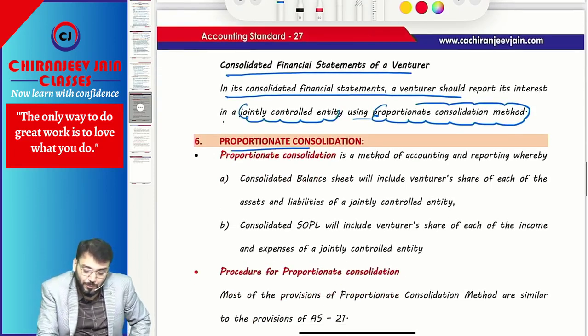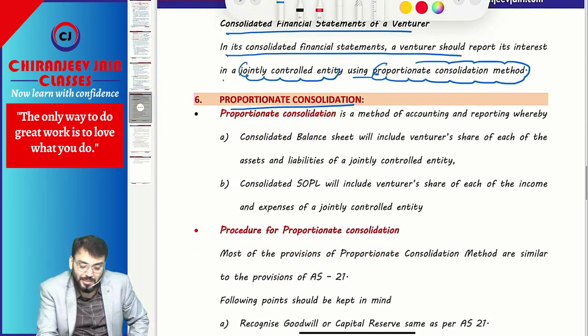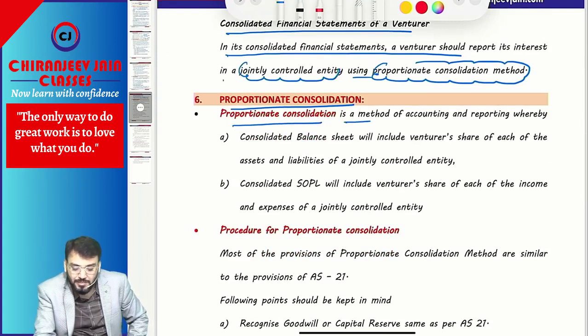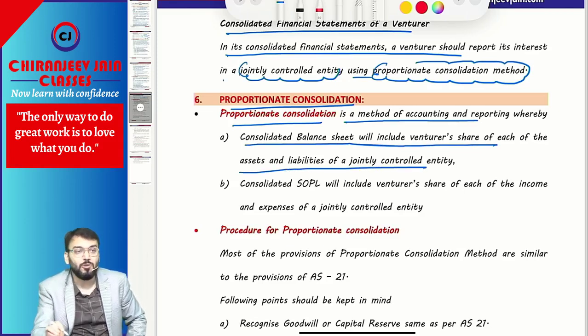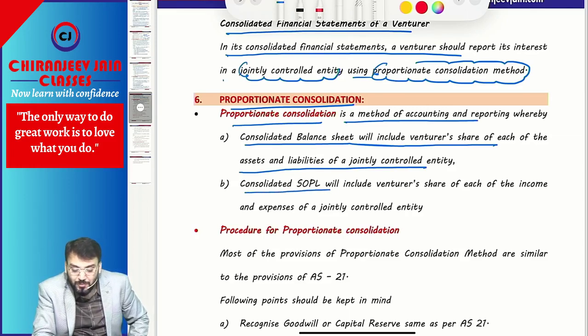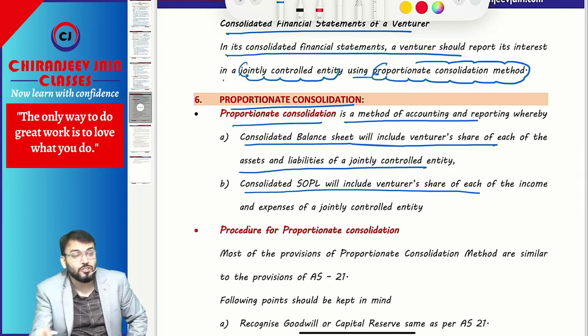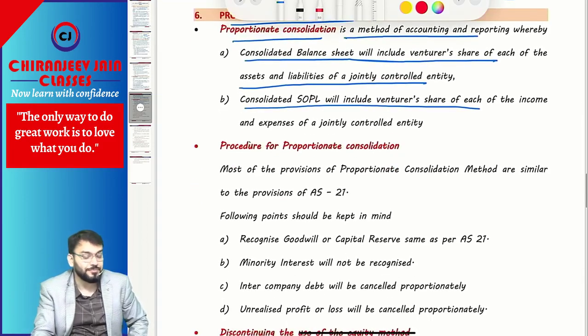So what is the meaning of proportionate consolidation method? Proportionate consolidation is a method of accounting and reporting whereby the consolidated balance sheet will include the venturer's share of each of the assets and liabilities of a jointly controlled entity. If you are holding 40%, 40% of assets and 40% of liabilities will be recorded. Similarly, the consolidated statement of profit and loss will include the venturer's share of each of the income and expenses of the jointly controlled entity. So 40% of income and 40% of expense of the JCE will be recorded.